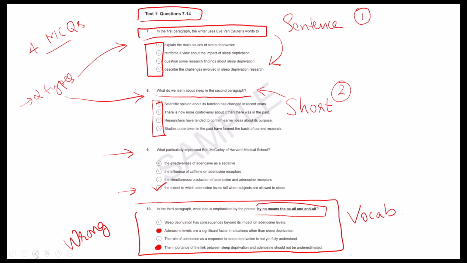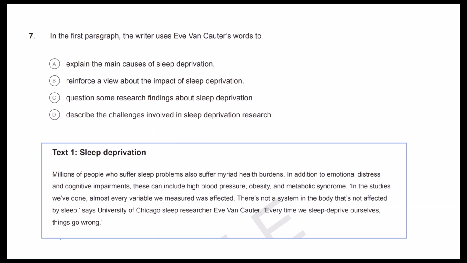Okay. So here I'm going to take you through how to solve these questions. I'm going to take you to question number 1. We do not have to start by reading the passage first. Go straight away to question number 1. In this case, question number 1 is question number 7, and it clearly mentions which paragraph we need to look in for the answer. Like you can see, in the first paragraph.